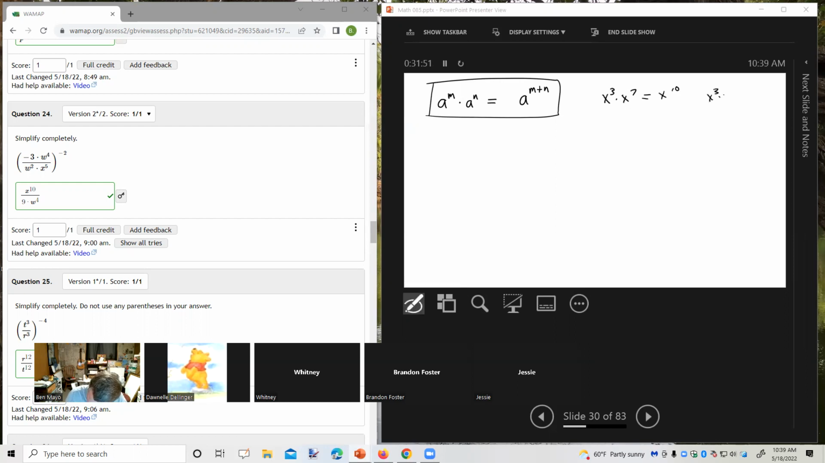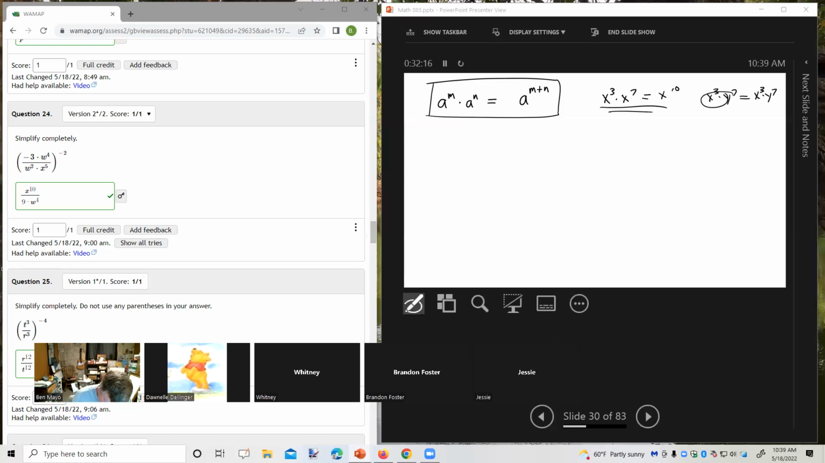X cubed times y to the 7th power, however, is not like x to the 10th, y to the 10th. The rules do not apply here, right? Because we don't have the same base. So we need to know when to use the rules and when not to use the rules. So this is when to use the rule. All right, do you need more examples of that one, or is that okay? No, I'm okay with that.